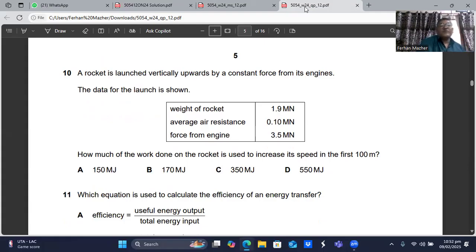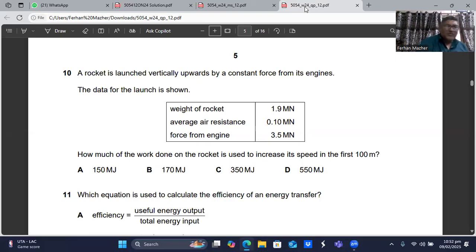And the force from the engine is 3.5 million Newton. How much of the work done on the rocket is used to increase its speed in the first 100 meters? So the weight of the rocket you have to overcome. You have to overcome the average air resistance, and the rest of the force, which is coming from the engine, will be used for the acceleration.